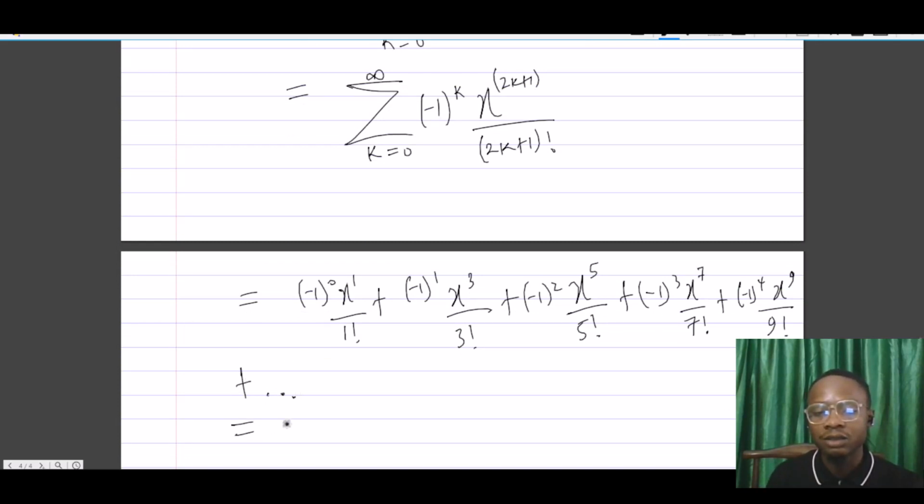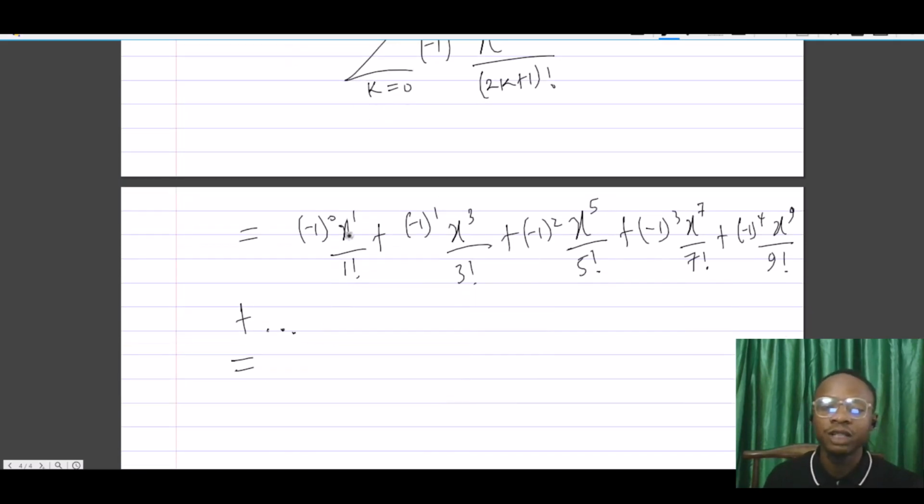So we see that this is exactly what we need, because none of the terms will become 0. Effectively we've cleared up the 0, and we have also taken care of the signs. So this is minus 1 raised to the power 0, which is 1, so this is just x, then minus x to the power 3 over 3 factorial, then plus x to the power 5 over 5 factorial.